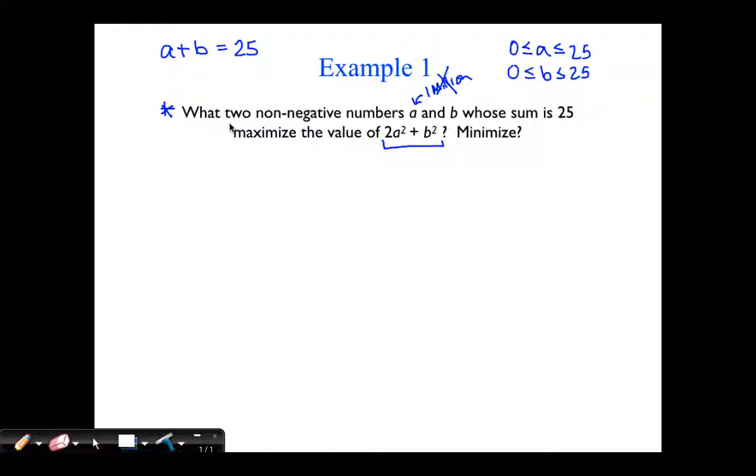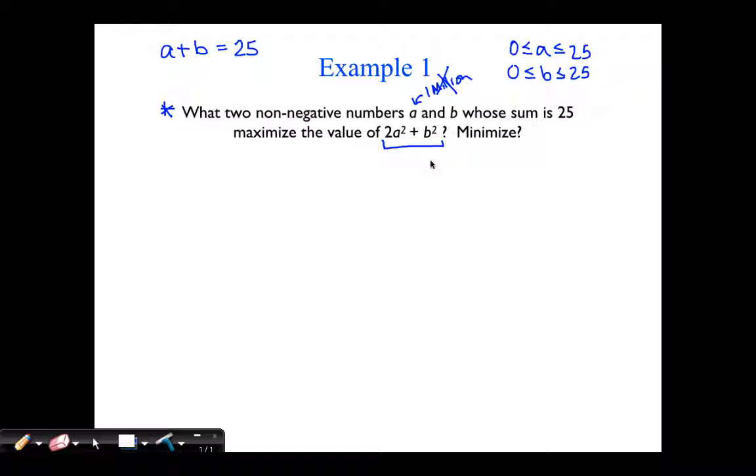So I could pick 0 and 25, 1 and 24, 3 and 22, 10 and 15, and it doesn't even say they have to be integers. So I could pick 14.7 and, why did I pick that, 10.3? It could be any numbers between 0 and 25 for one of them, but whatever one of them is, the other one's 25 minus that. All right? So they're not independent of one another, which means that if I want to maximize this expression, it's not actually an expression with two independent variables in it.